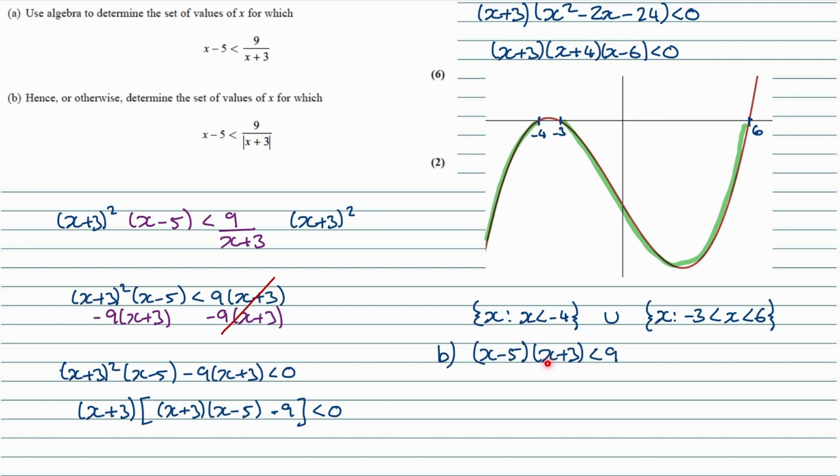So we've moved the x plus 3 over to the left-hand side. We'll take away the 9, and when we take away the 9, we get exactly what we did here. So all we need to do is to consider the solutions arising from this quadratic, which is x squared minus 2x minus 24. So our solutions, when this is positive, would be from positive 6 to negative 3. So the answer for part B is that x must be less than 6, but greater than negative 3. Okay?